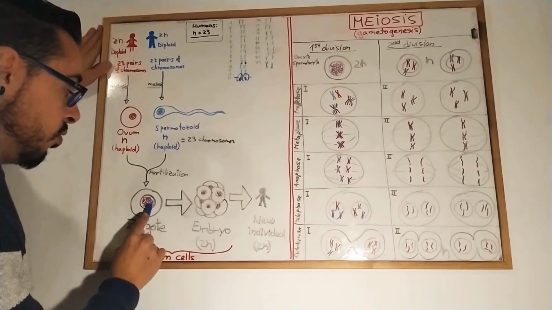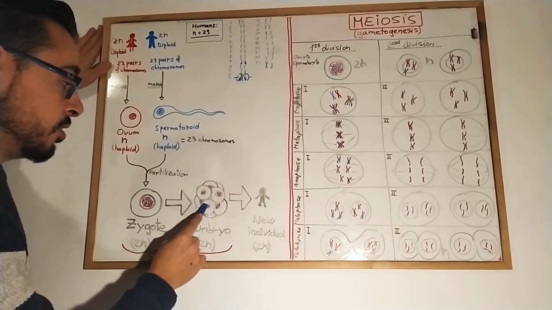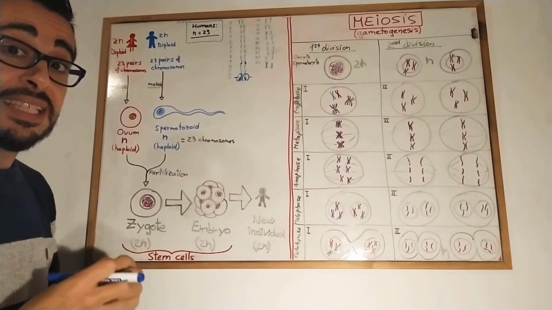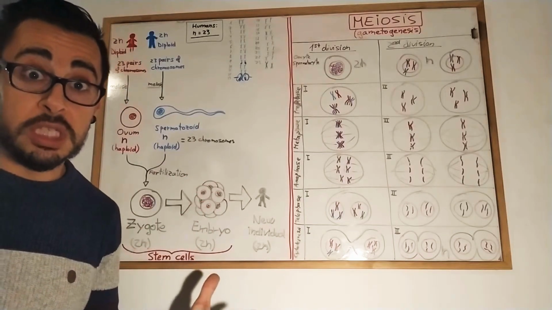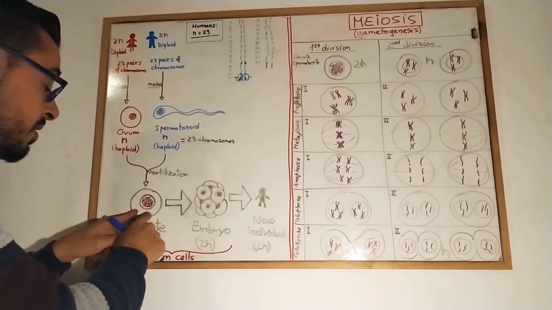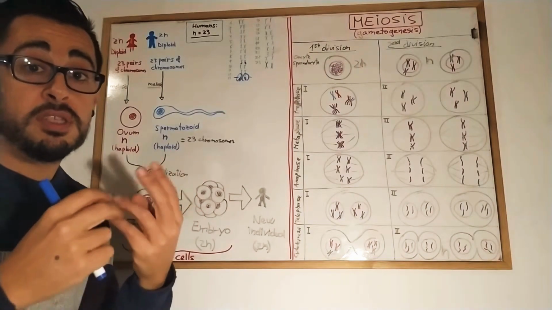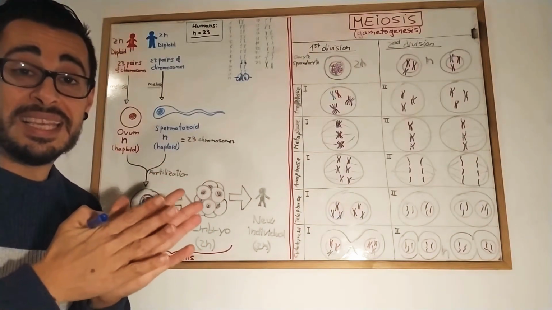The process when this cell divides to form new cells, the cell growth, is mitosis, because one cell is going to form another cell which is genetically identical.